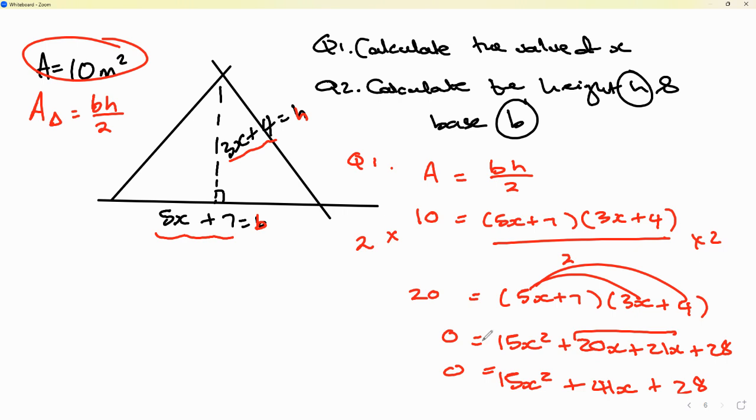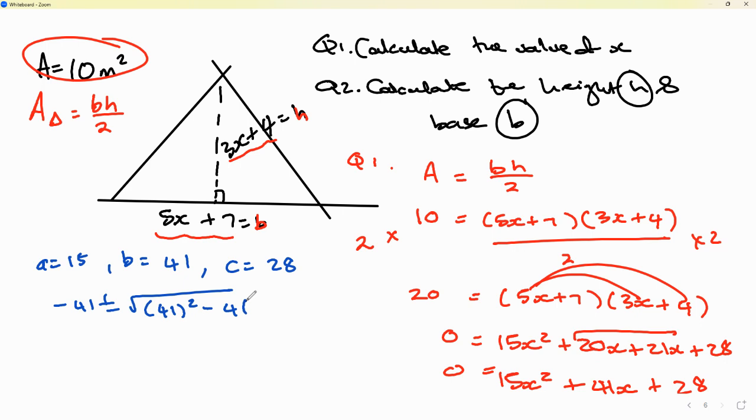All right, so if I did that, I've got a equals 15, b equals 41. These are big numbers, but don't be afraid. Put it carefully in the calculator. Minus 41 plus or minus the square root of b squared, which is 41 squared minus 4 times 15 times 28. And hopefully that works out. If this does not work out, then there's no solution. And that's when we have a negative over here, then x becomes no solution.